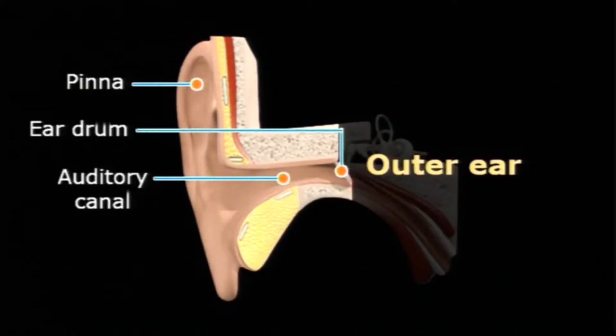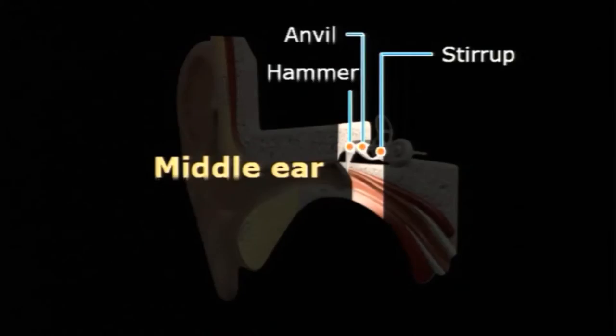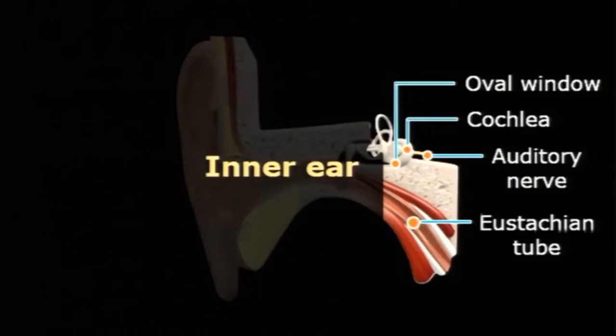This is the outer ear, middle ear. This we cannot see with the naked eyes. So that's why we are making the animations, which you are not able to see. We make them in 3D.